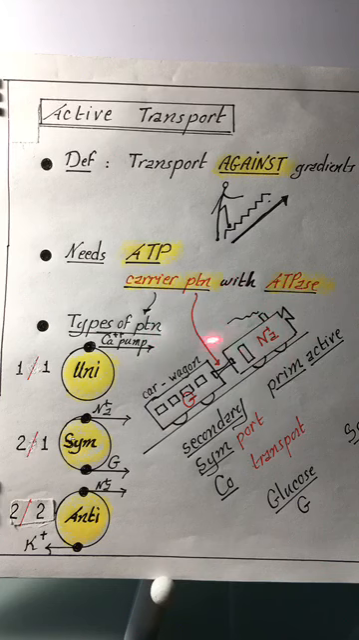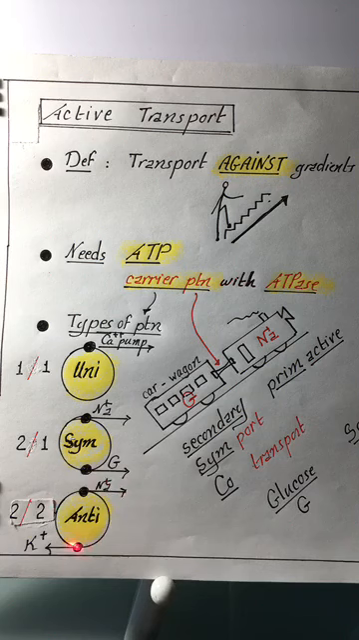We can divide the active transport according to the type of carrier protein into three types. If the carrier protein carries only one substance in one direction, we call it uniport. Uni means one substance in one direction, and the example is calcium pump. If the carrier protein carries two substances in one direction, like our example, sodium, the primary active, and the glucose, the secondary active, we call it symport.